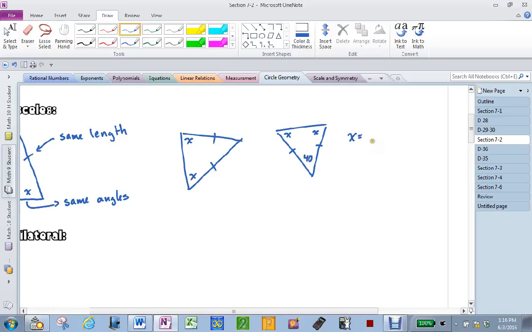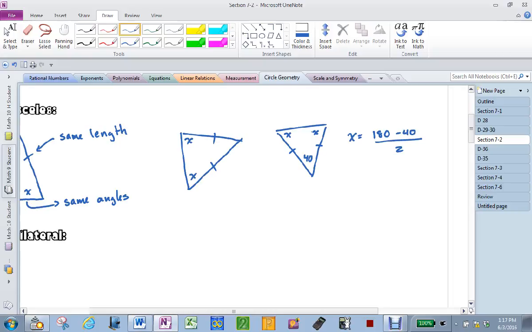What does x equal? 70. Because x is 180 minus 40 divided by 2. Because they have to be the same. So I have to write... Good? Questions?